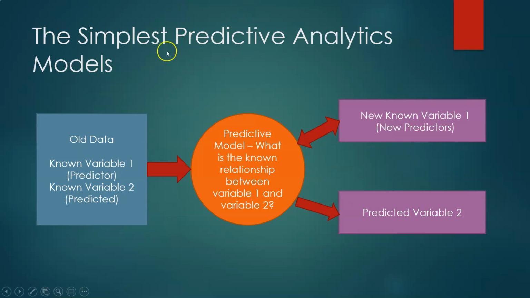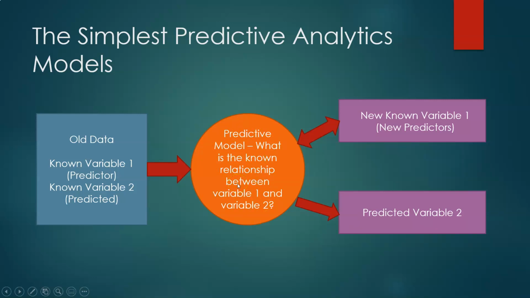Here's the simplest of predictive analytics models. So we go through and we look at our old data, and we have known variable 1, which is our predictive variable, and we have known variable 2, which is our predicted variable. Okay. So we may have 500 or 5,000 or 10,000 or some number of records where we know the relationship between variable 1 and variable 2. We feed this into and create a predictive model. So what is known about the relationship between variable 1 and variable 2?